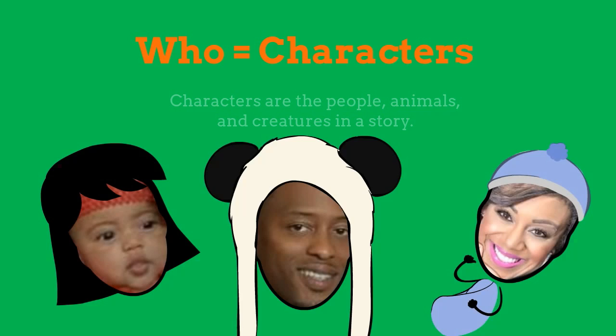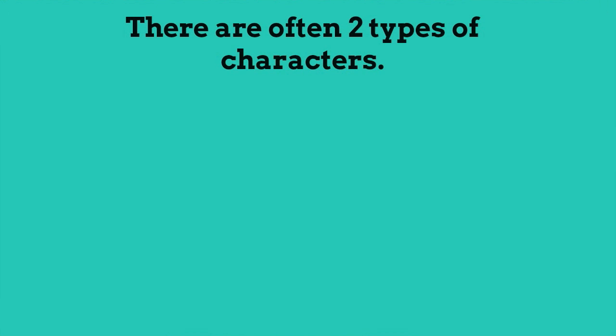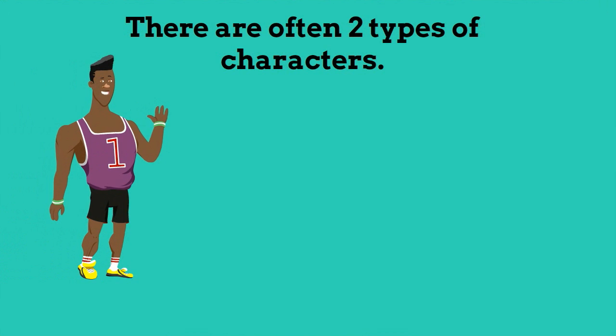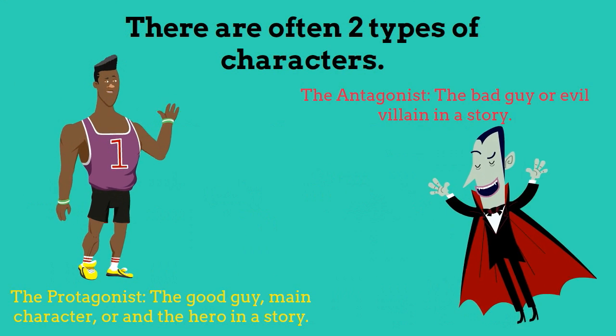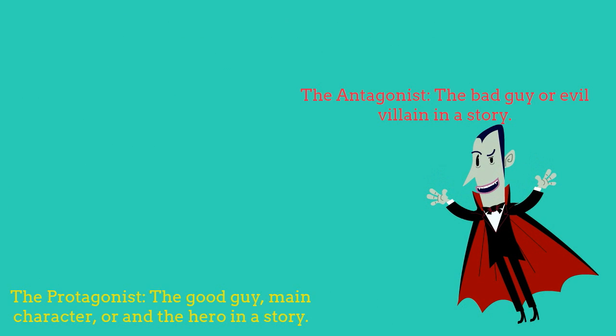The characters in a story are who the story is about. They usually consist of people, animals, and creatures. There are often two types of characters, a protagonist and an antagonist. The protagonist is usually the good guy, main character, and the hero in the story. The antagonist is the bad guy, or the evil villain in a story.